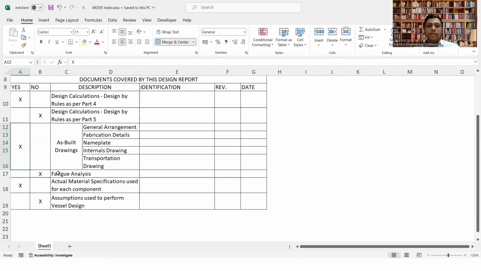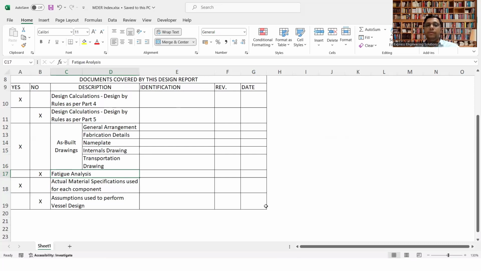If there is any fatigue analysis, then you can mention it over here. In this case, it is no. Then actual material specification used for each component, those needs to be a part of this. And is there any assumptions additionally what you have considered during this design? So in this case, there are no such assumptions. So as we can see it over here, it is a combination of as-built drawing, then part 4 analysis. If there is part 5 analysis, all those things needs to be mentioned over here. Revision and the date also needs to be specified.